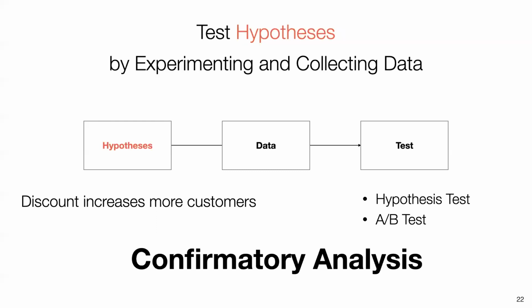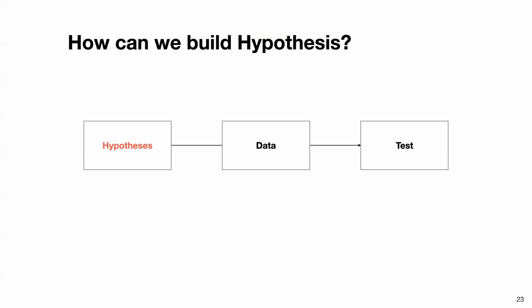And this type of data analysis is called confirmatory analysis. This is an old school science thing. This is nothing new. That has been done for, I don't know, maybe the last 300 years, since the beginning of modern science. That's how it's been. But then the question here is how we can build this hypothesis.